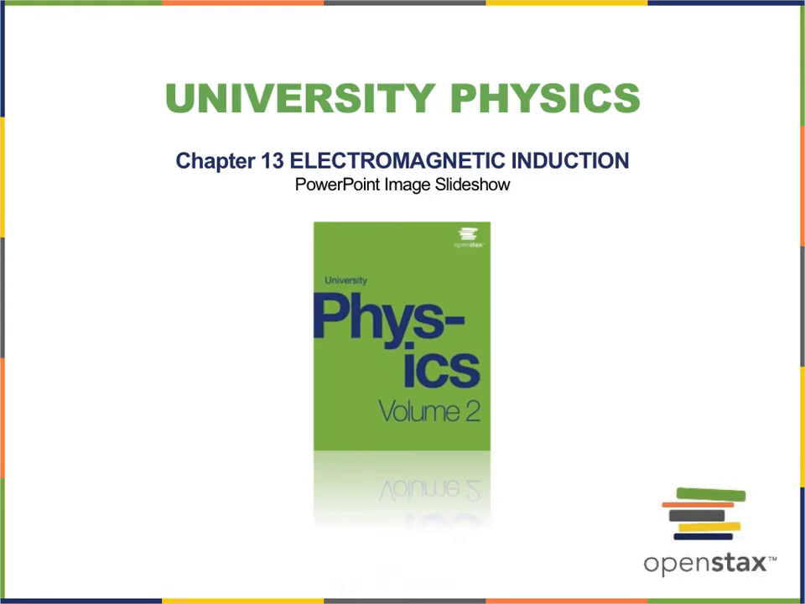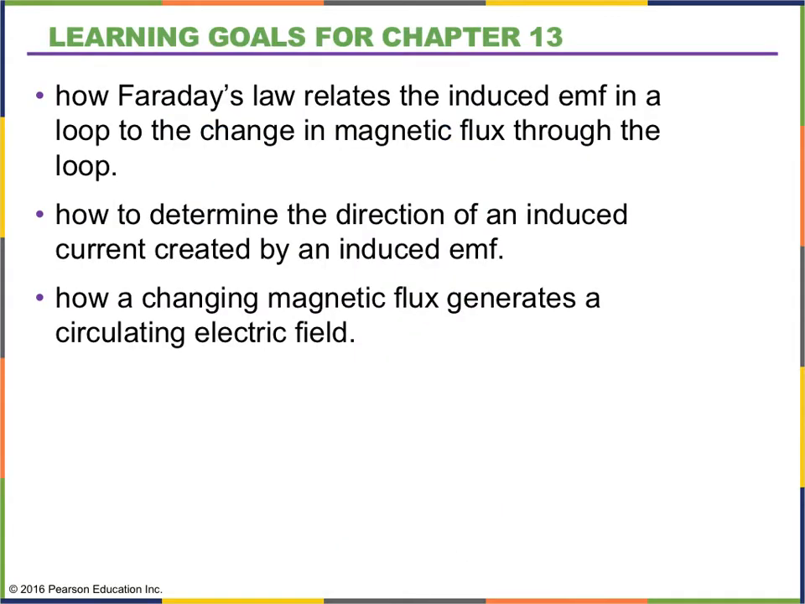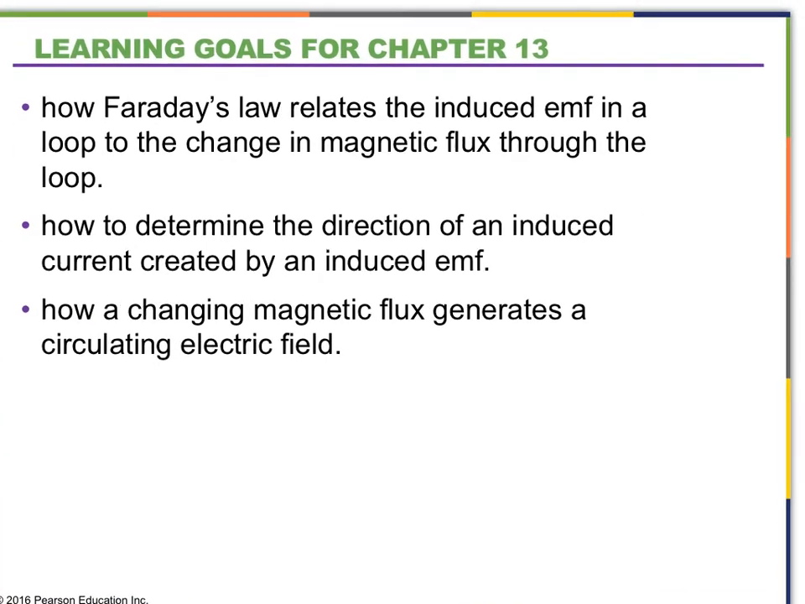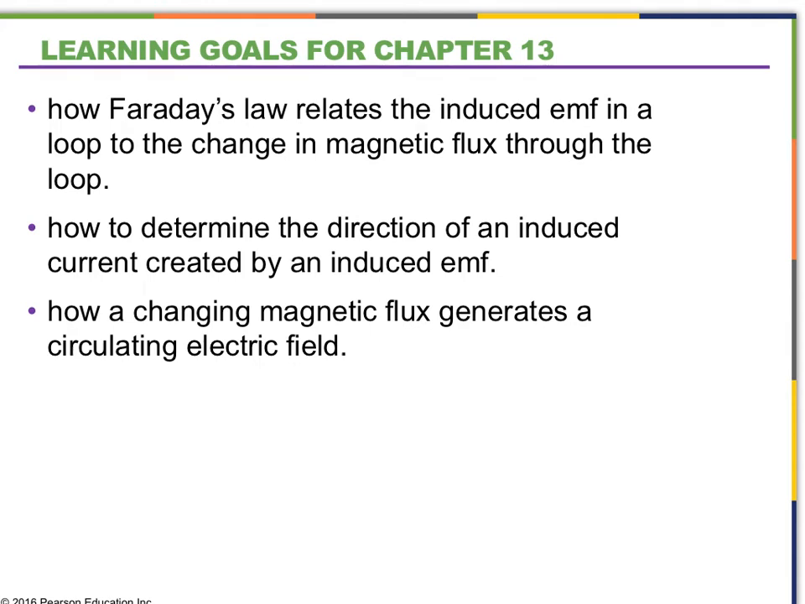Alright, this is the last video for chapter 13. So what we've looked at so far in the previous videos is we learned about Faraday's law. We talked about Lenz's law, which allowed us to figure out which way that induced current's going to flow. And so today we're going to look at a different kind of electric field, the one that's caused by a changing magnetic flux. And we're also going to look really quickly at generators.